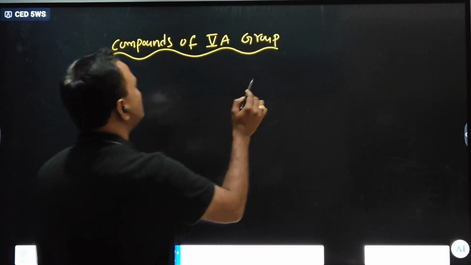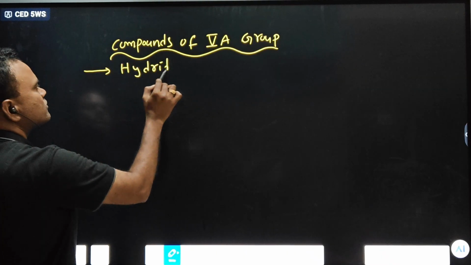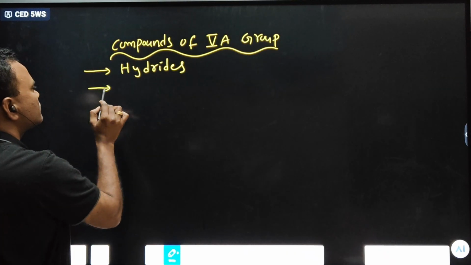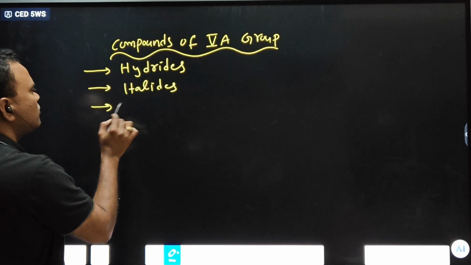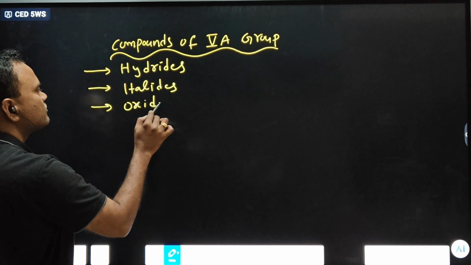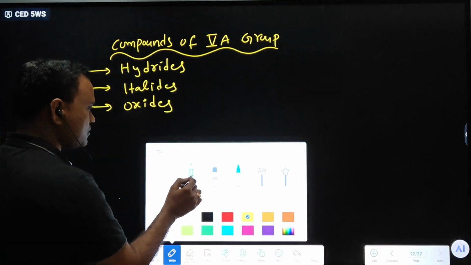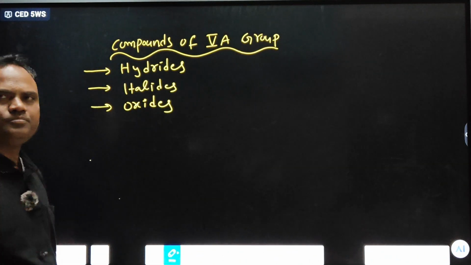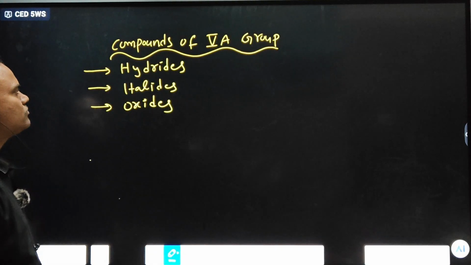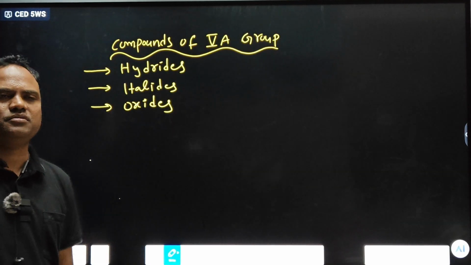Compounds of 5th A group. We have important compounds: hydrides, halides, oxides. Question coming here: hydrides, halides, oxides. Most of the chapter revolves around these three only, hydrides, halides, oxides, but very easy, very easy.